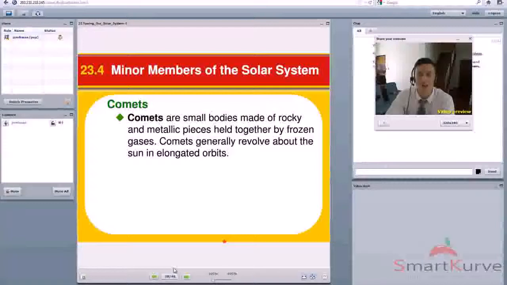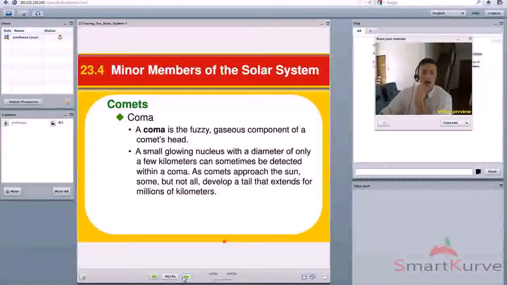Other things to look at in our solar system, meteoroids. They're small particles that travel through space. When they enter our atmosphere, they light up. We call them a shooting star, but the proper term is meteor. And a meteorite is any portion that reaches the surface. Most of them do not. Most of them burn up in the atmosphere.